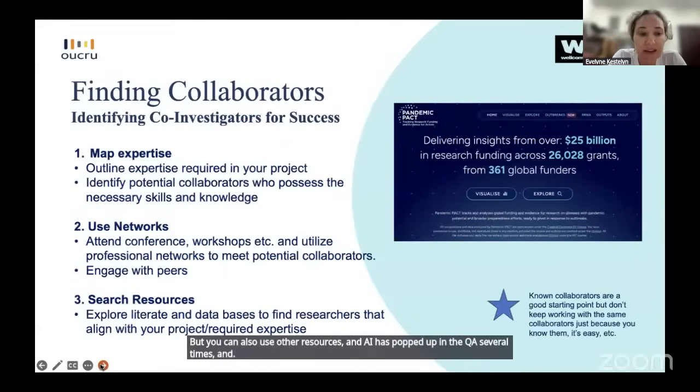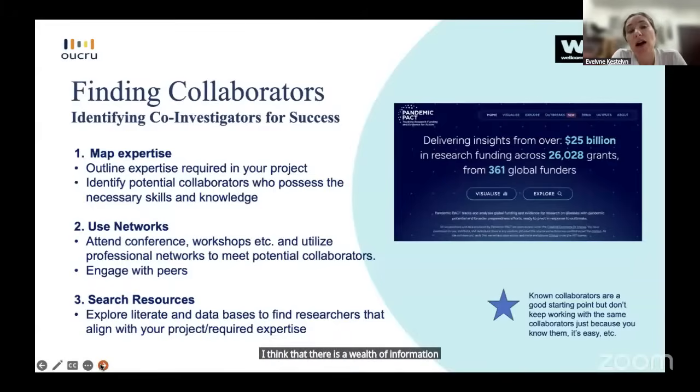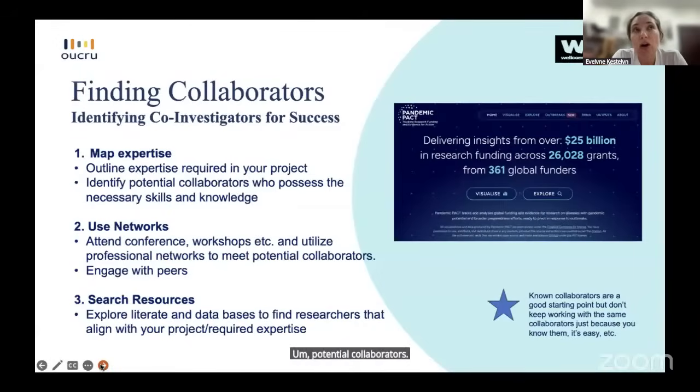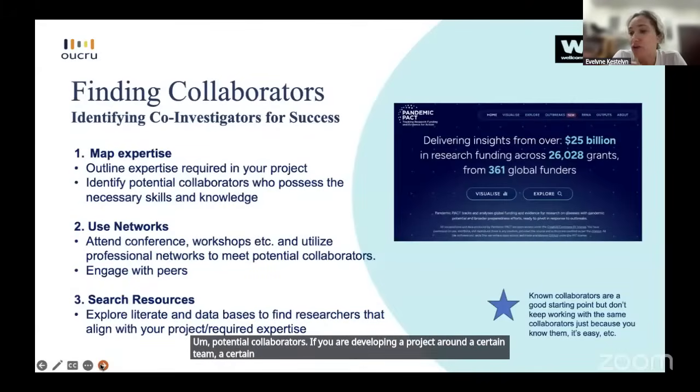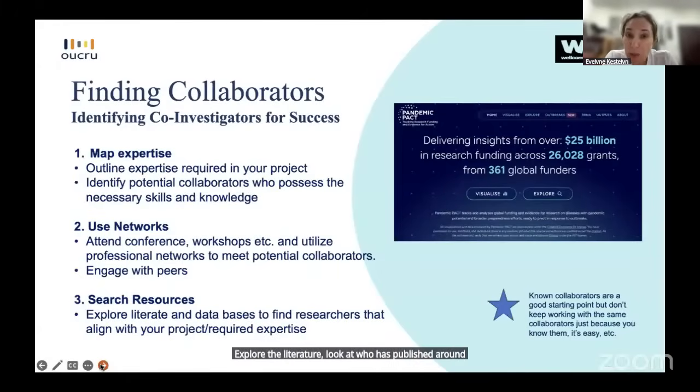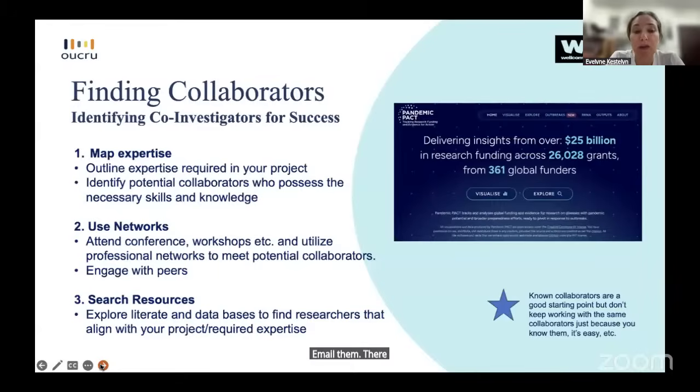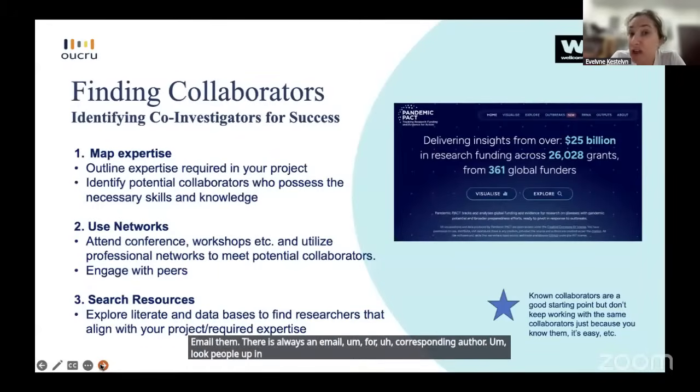I think that there is a wealth of information out there on the internet. You can use AI. You can use so many different resources to find potential collaborators. If you are developing a project around a certain theme, a certain disease, or a certain expertise, explore the literature. Look at who has published around that similar topic, and who has authored gray literature or peer-reviewed manuscripts around that topic, and email them. There is always an email for a corresponding author. Look people up in research databases and reach out.